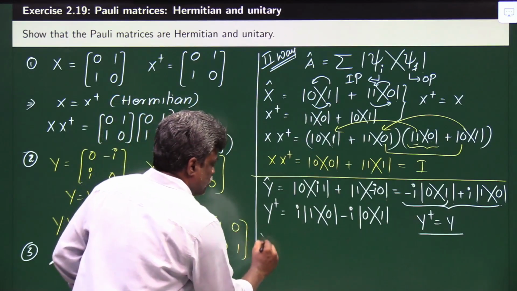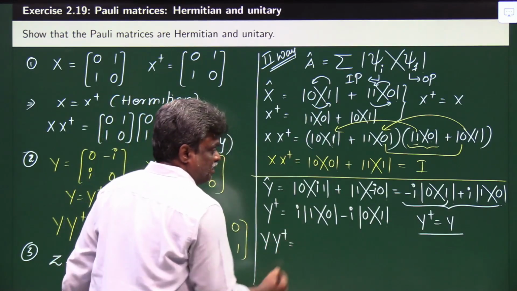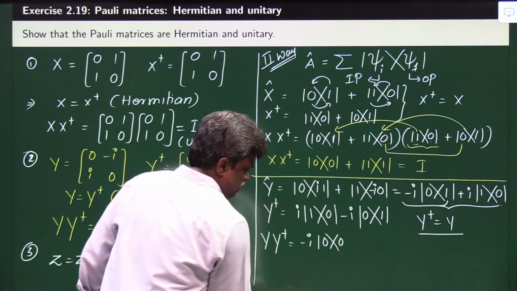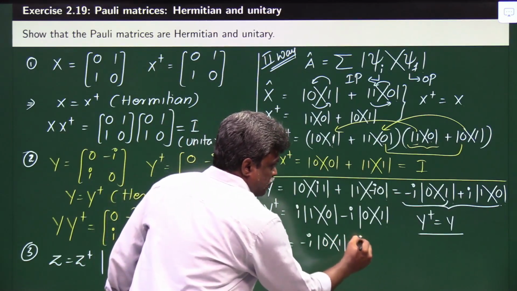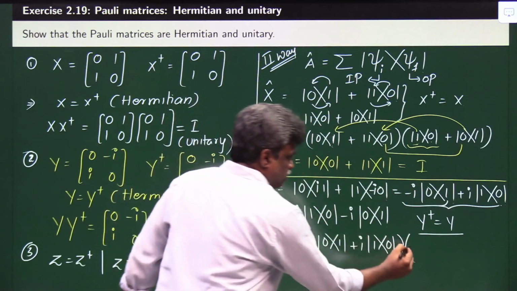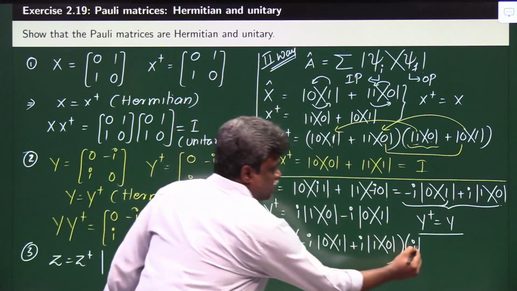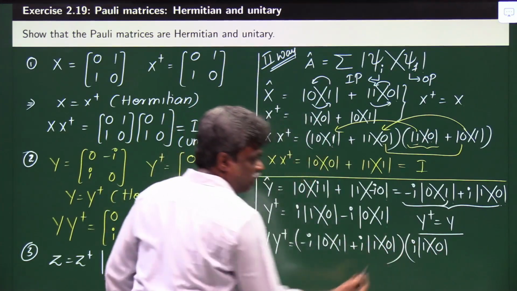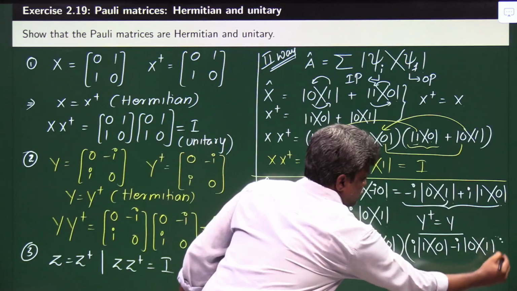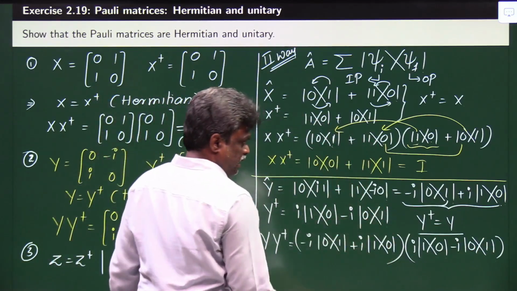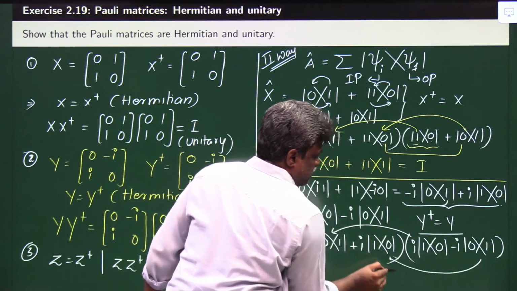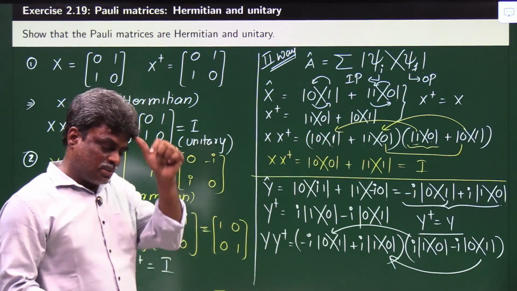So here Y dagger equals Y, which is Hermitian. If you multiply both, that is Y into Y dagger, this is minus iota |0><1| plus iota |1><0|, and it is multiplied with Y dagger, which is iota |1><0| and minus iota |0><1|. If you just multiply with the same technique, the first will be multiplied with the first and the second will be multiplied with the second term, because the other cross terms will be 0.